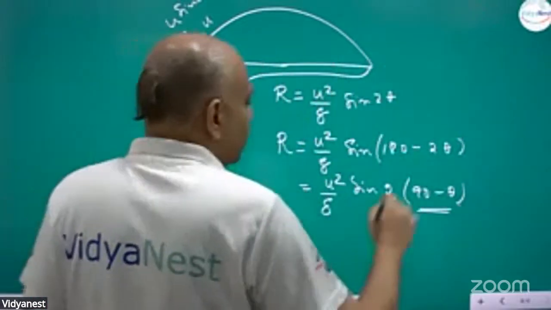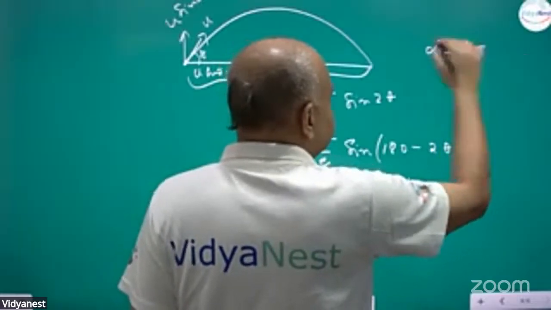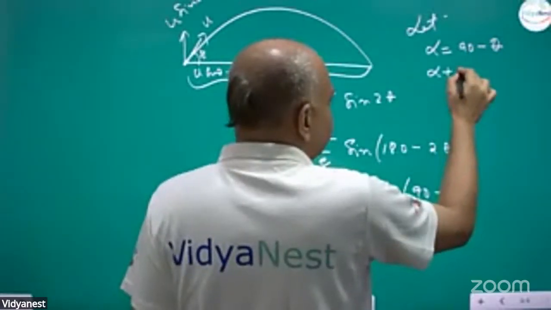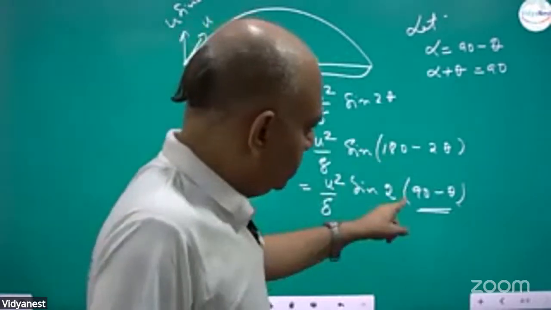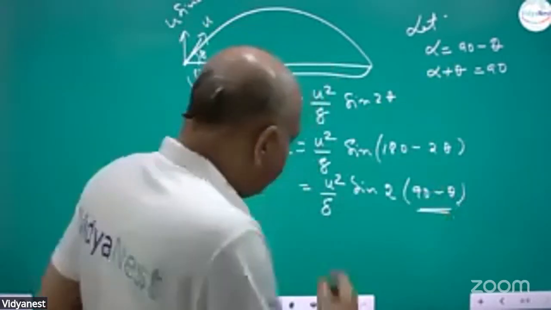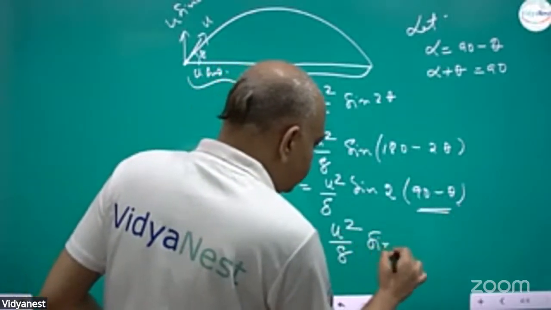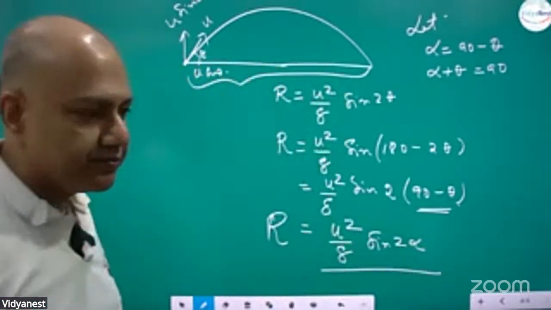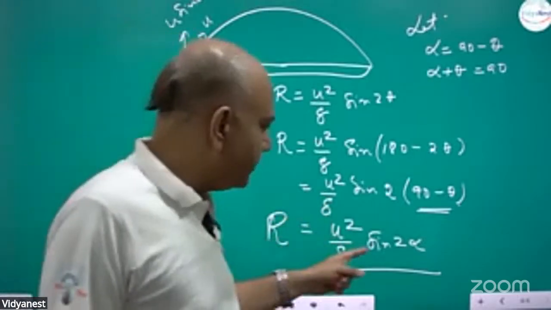Let alpha be equal to 90 minus theta. So we can write alpha plus theta is equal to 90. So 90 minus theta means alpha. So we can write it this way: u square by g sine 2 alpha. So u square by g sine 2 alpha.